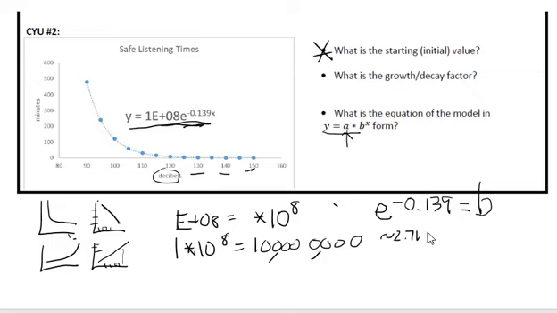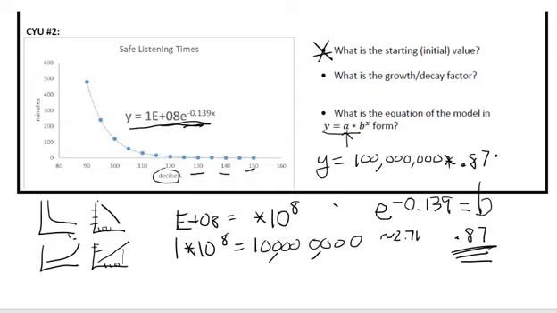And when I did that, I got 0.87, which is clearly decay because it's less than 1. So whatever A is, which is 100 million, and here's the equation, the output is 100 million times 0.87 raised to the X power.